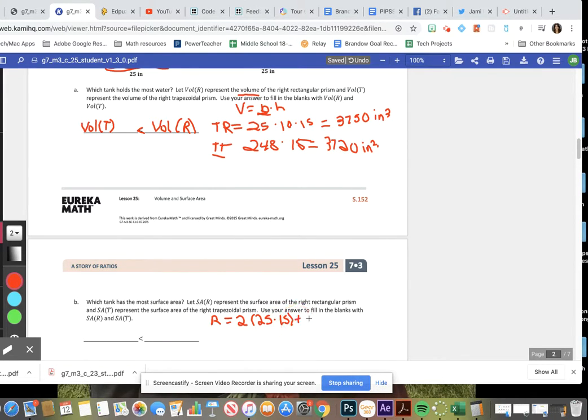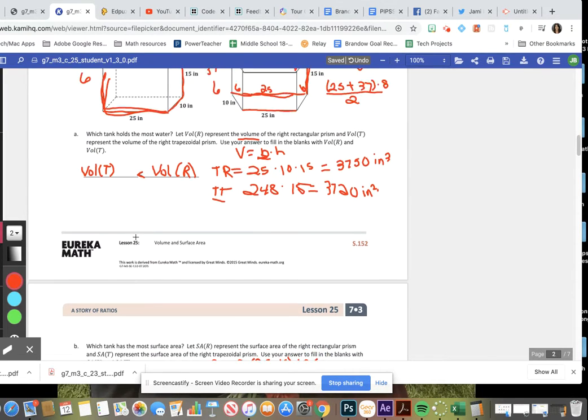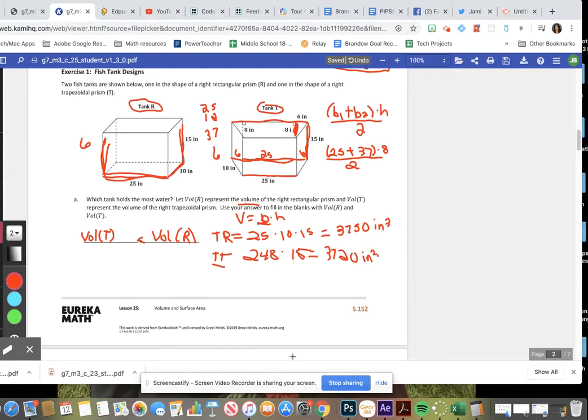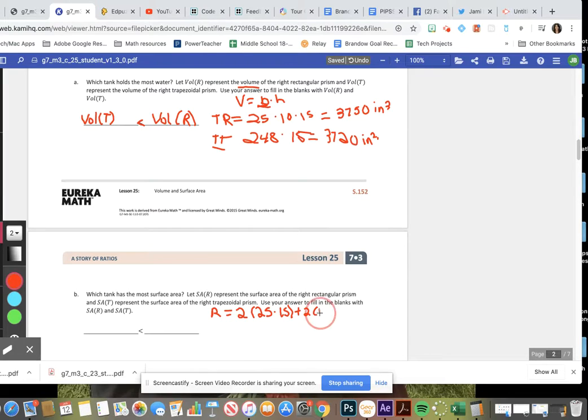Plus 2 times, okay, I did the front and the back. Now let's do the left and the right. The right side is 10 by 15, so the left will also be 10 by 15.